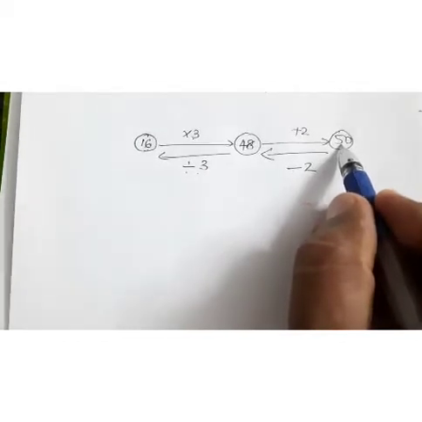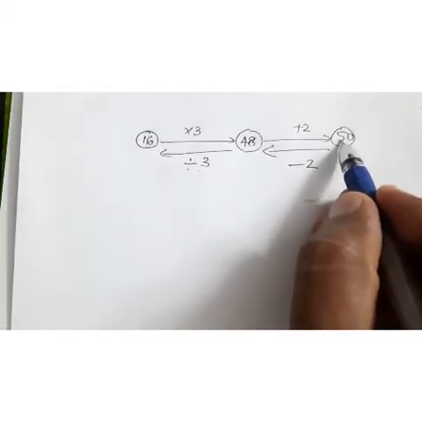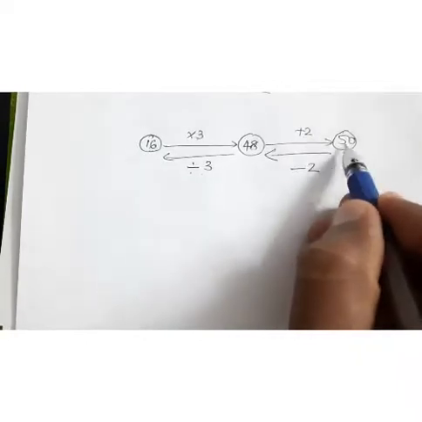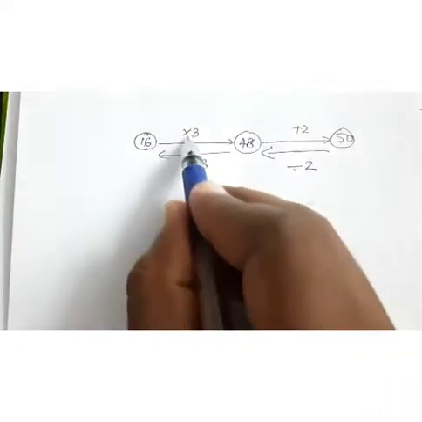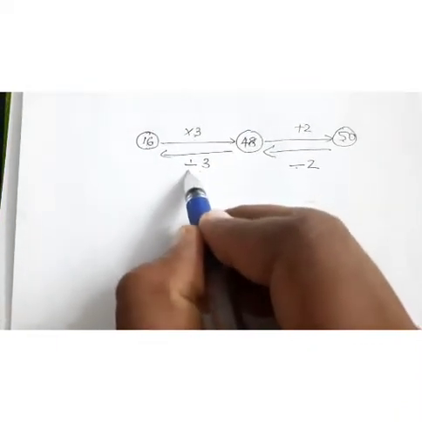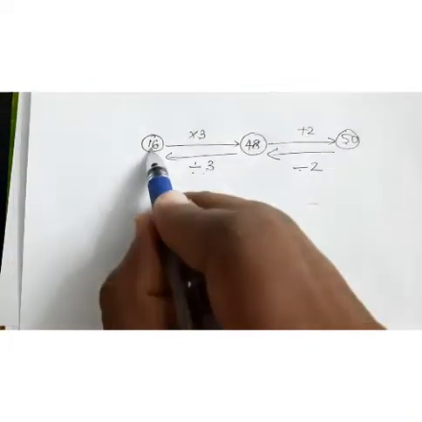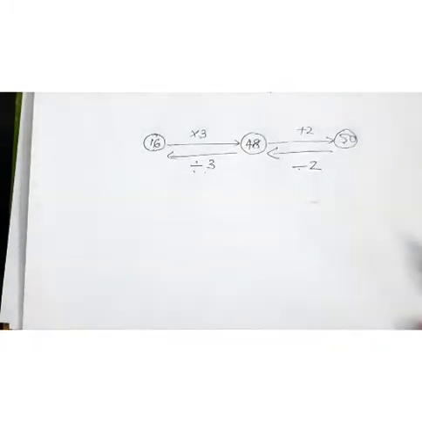So in the inversion method, what do you have to do? 50 you know, so take the reverse. 50 minus 2 gives 48. Then multiplication becomes division, so 48 by 3 gives 16.